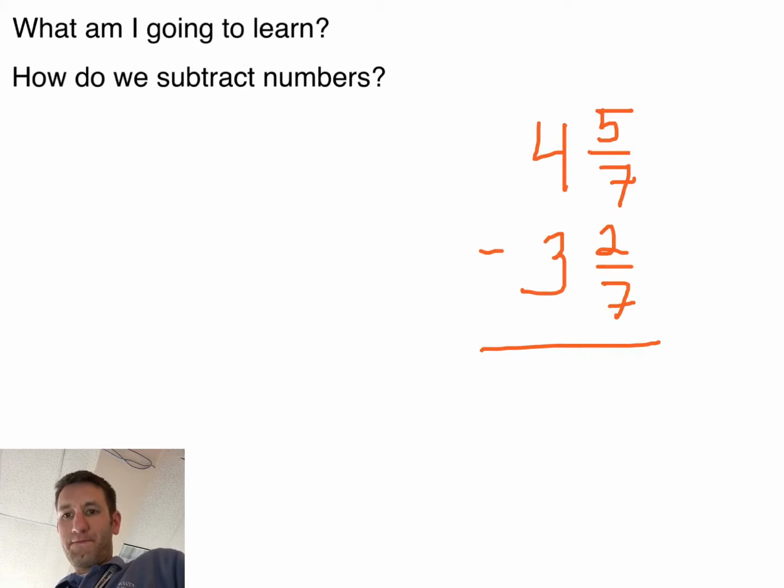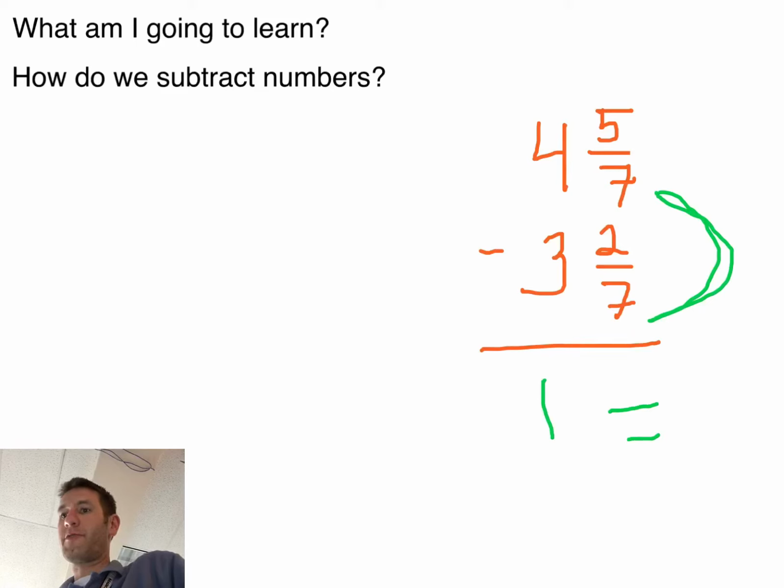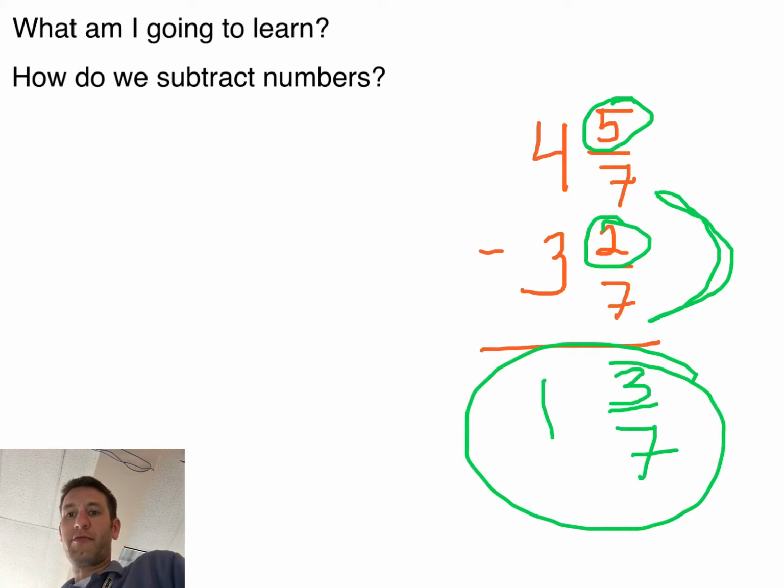So to begin, what you can see right here, folks, is I have 4 and 5/7, subtract 3 and 2/7. Just like with adding mixed numbers, you're going to follow the same process and subtract the whole numbers. 4 minus 3 is 1. And now, since our denominators are the same, I know my denominator will be 7. Make sure that you can see that as a 7 here. And since my denominator is a 7, I know that now I can subtract 5 minus 2, and I know that that is 3. So my answer is 1 3/7.